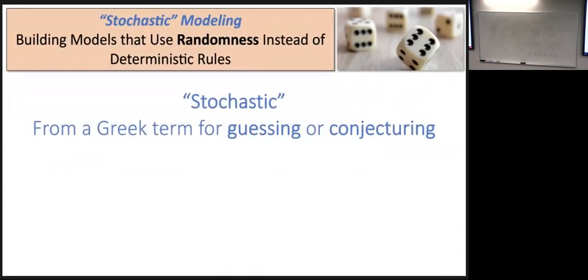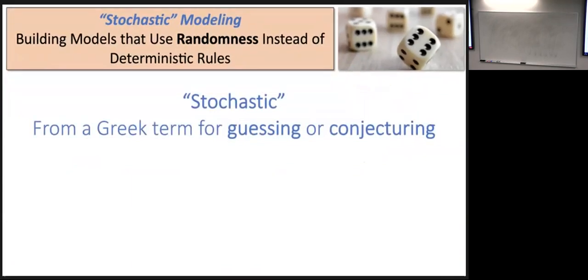Stochastic is not a synonym for random. Other people might tell you it is, but that loses the nuance. Stochastic comes from the Greek for guess or conjecture.